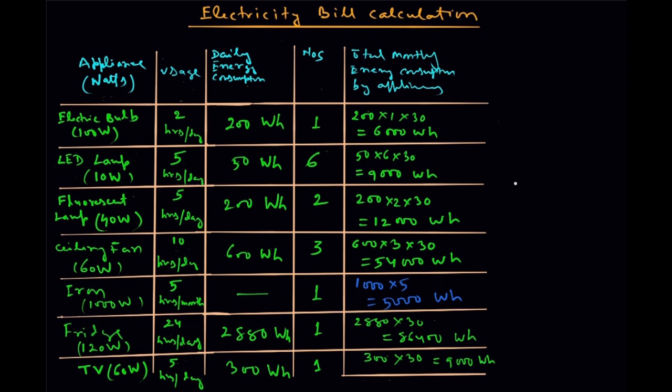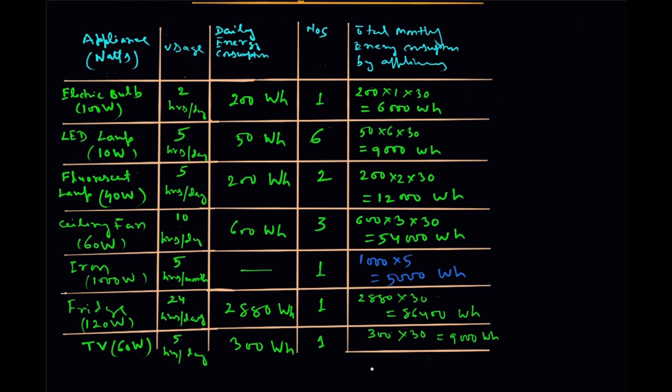So you can watch more TV, no problem. What is the total energy consumption by all these appliances in this particular house? We have to add this. Let us add. So the total we are getting 181,000. That means 181,000 watt hour. So this much watt hour is consumed by this particular house.